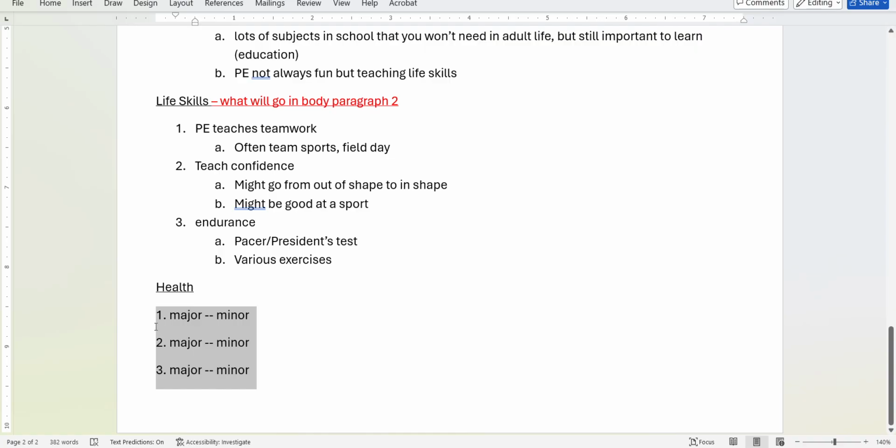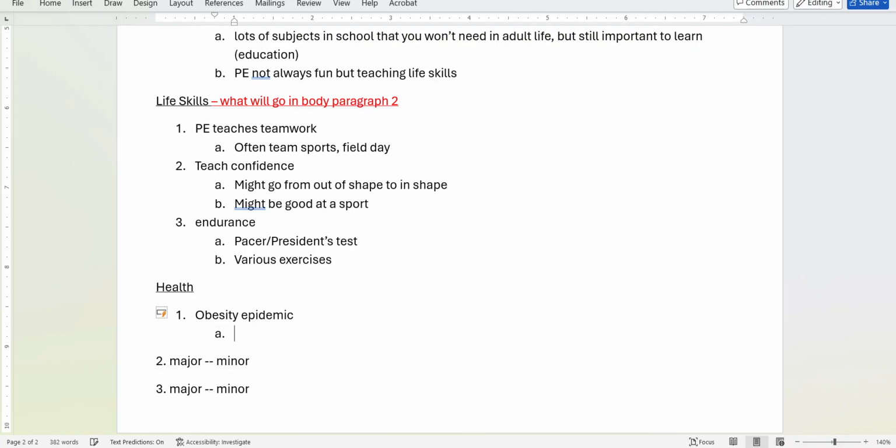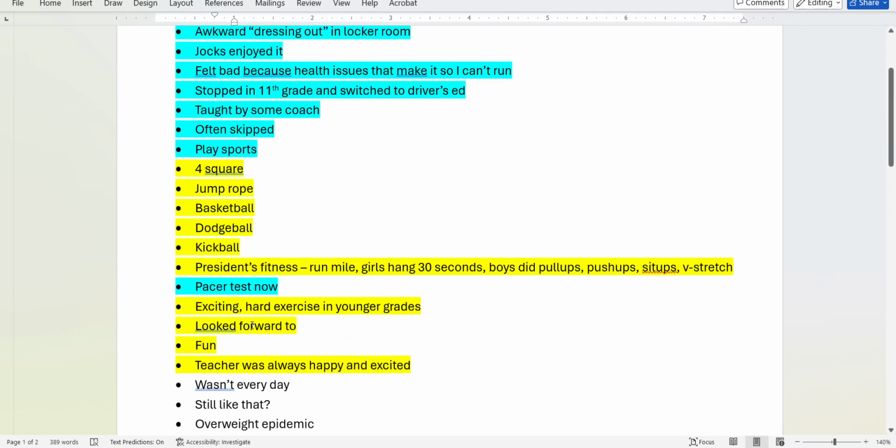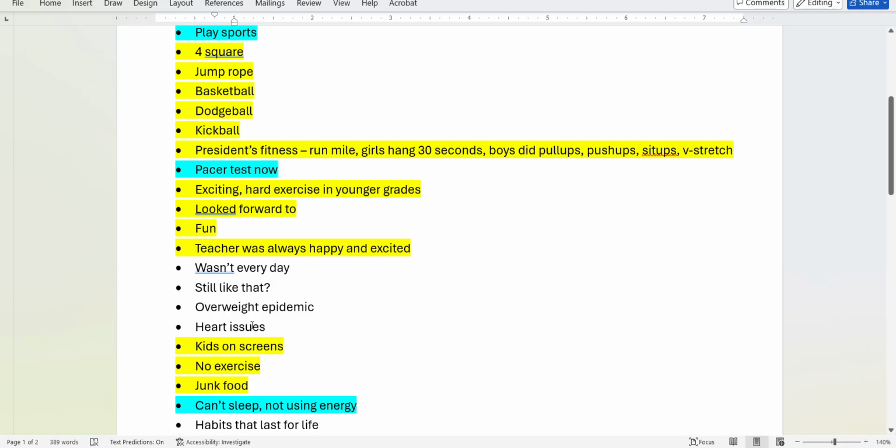Then my third one, what's going to be my most important, is going to be about health. And so I'm going to start by laying the groundwork and saying we have an obesity epidemic in the country. And I would explain that kids eat junk and no exercise because they're on their screens. So that's pulling in stuff that I set up here. I saw screen time on here somewhere. Kids on screens, overweight epidemic.